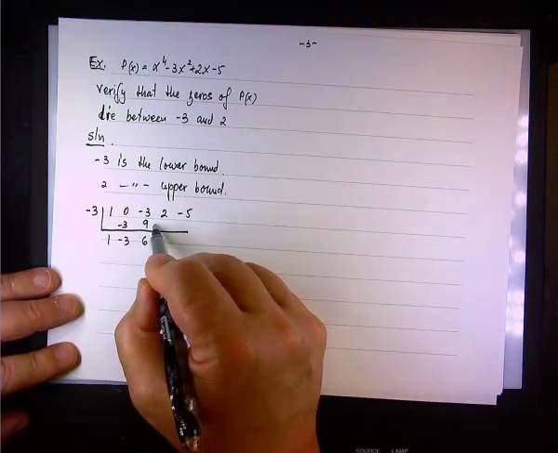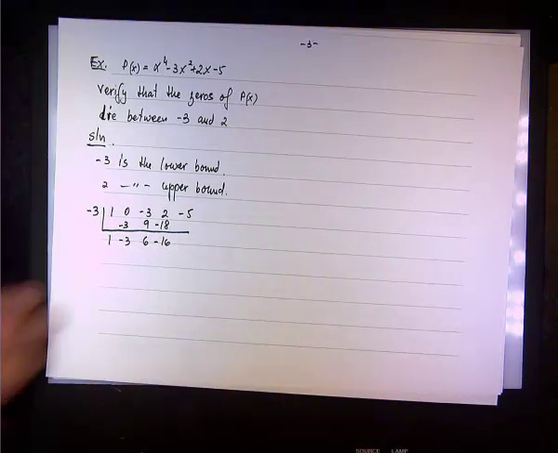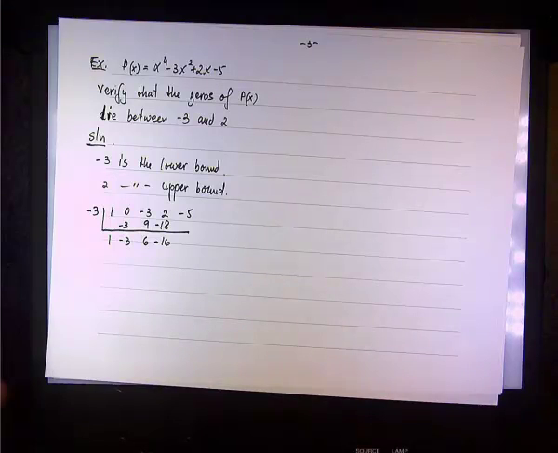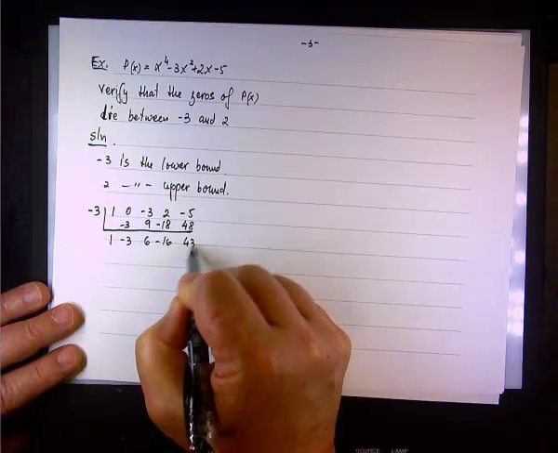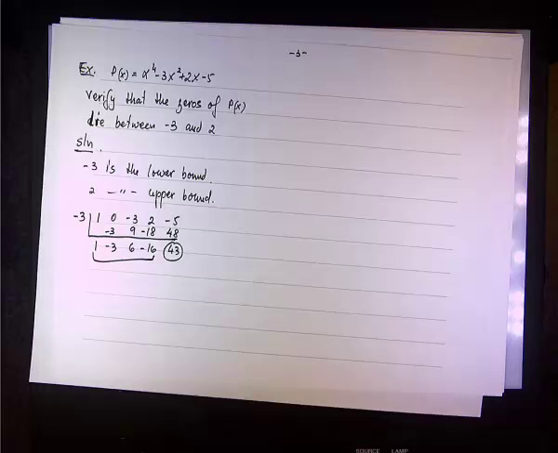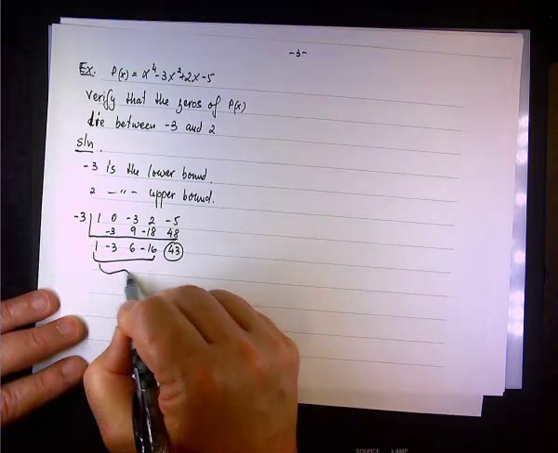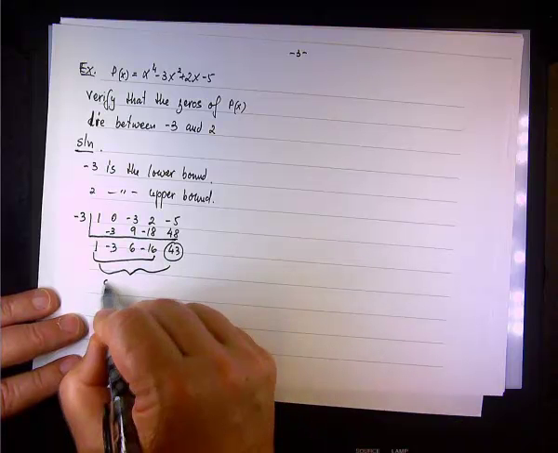And we'll do synthetic division, and we'll start with -3, and let's see what happened. We have -3. -3 times -3 is +9, so we have +6. We have -3 times 6, -18, so we have -16, and then -3 times -16 is +48, and we have 43. So this is the remainder, and this is the quotient.